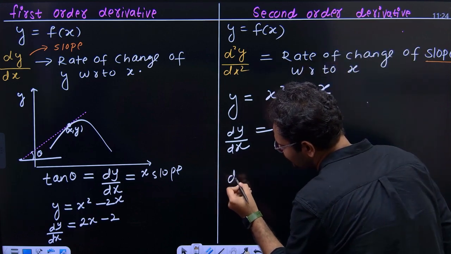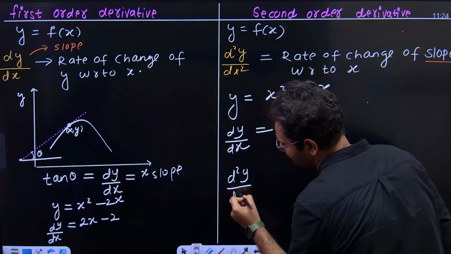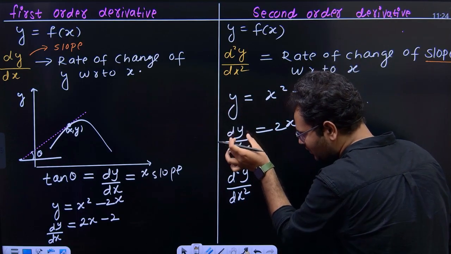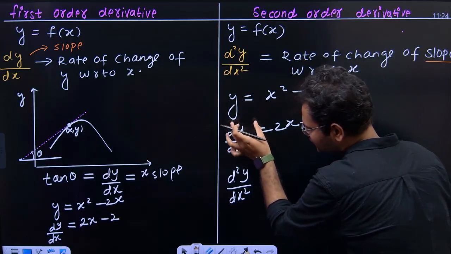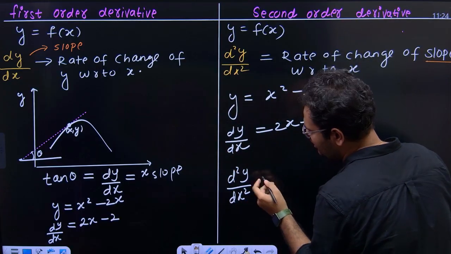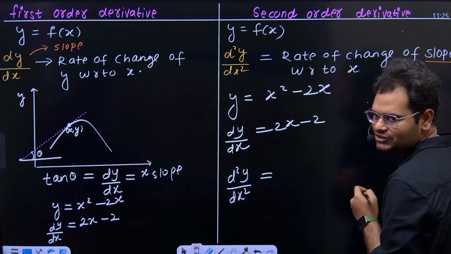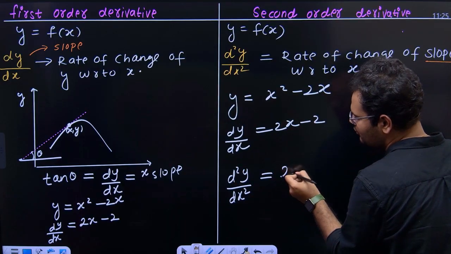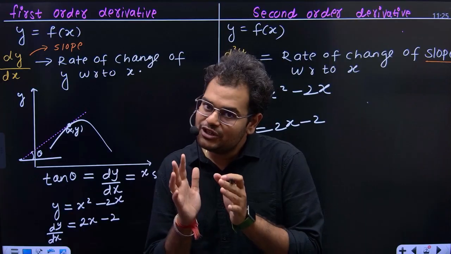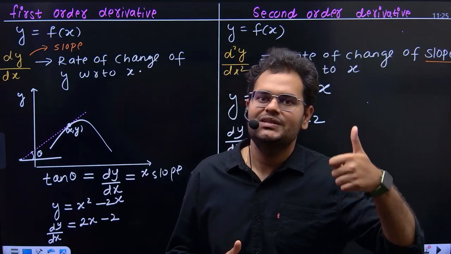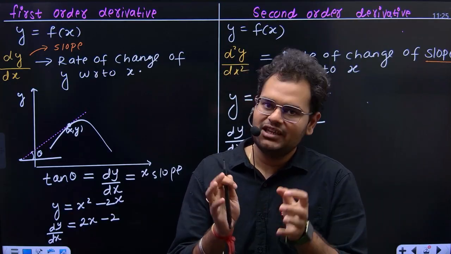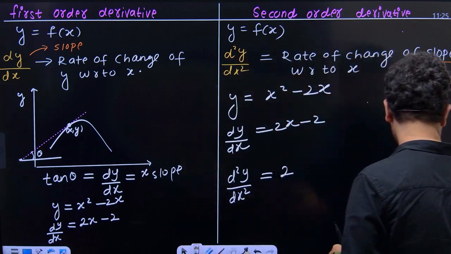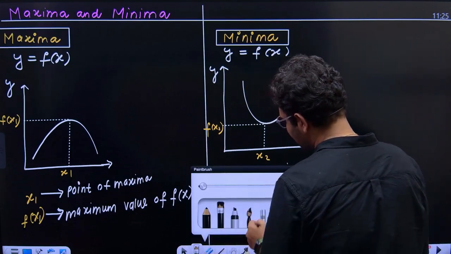If I differentiate it one more time, what we are saying? Differentiation of y one time is dy by dx. If I differentiate this dy by dx one more time, what do I get? d2y by dx2. Sir, what is d2y by dx2? Here differentiation of dy by dx is what? 2. Simply you need to understand that d2y by dx2 is rate of change of slope. When we differentiate a function 2 times, we get d2y by dx2. Now let us dwell into the concept of maxima and minima.